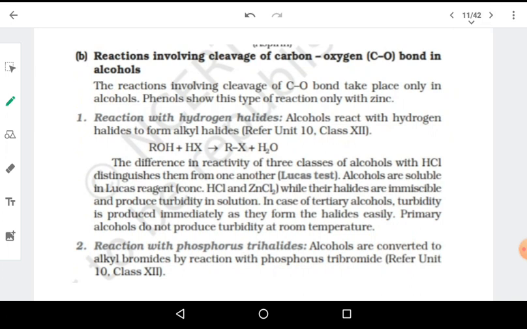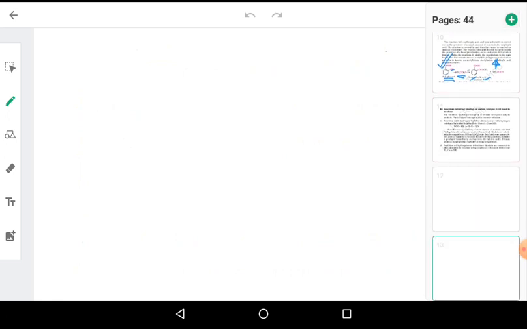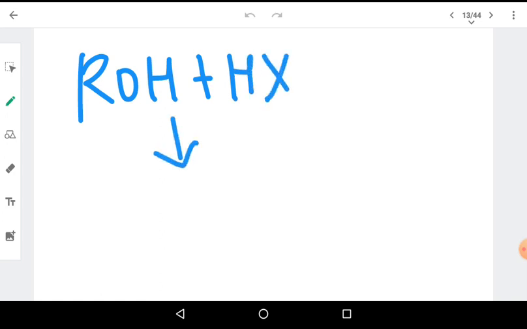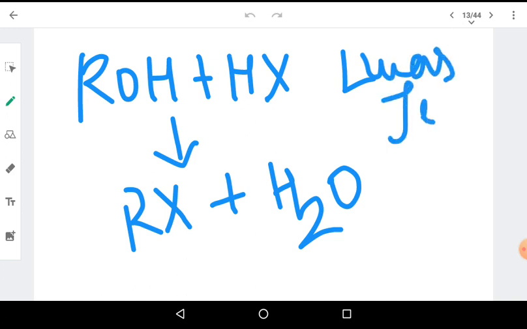Let us now see the next reaction. That is reaction of alcohols with hydrogen halides. So if I take ROH plus HX. Okay, so here you can see ROH plus HX. This is going to give us RX plus H2O. Now, this reaction is known as Lucas test. We have already studied it in the previous chapter that this is Lucas test.